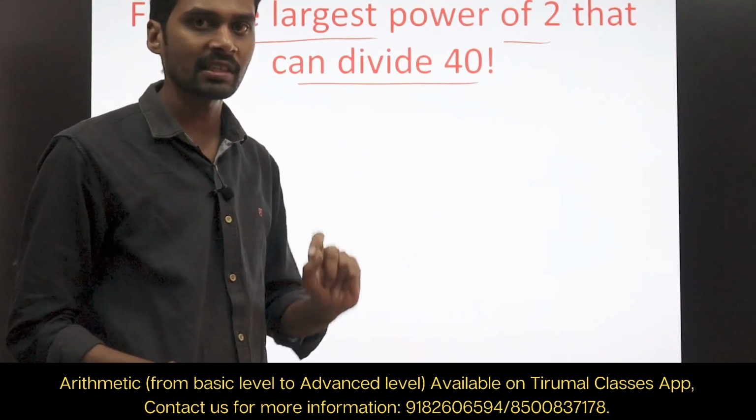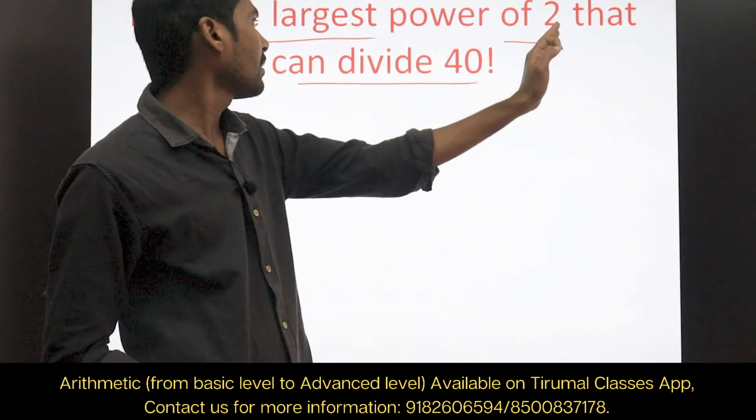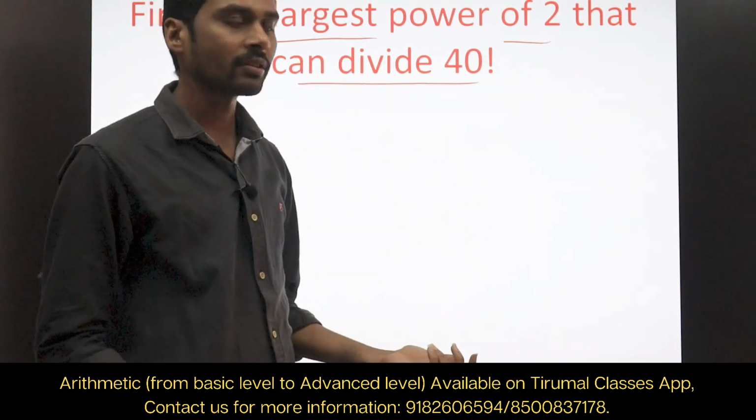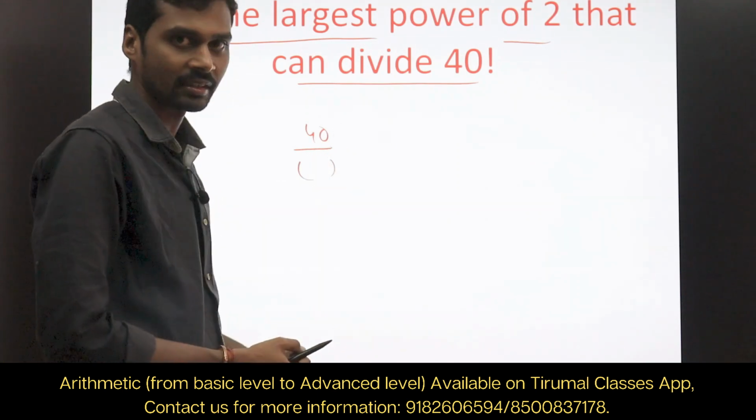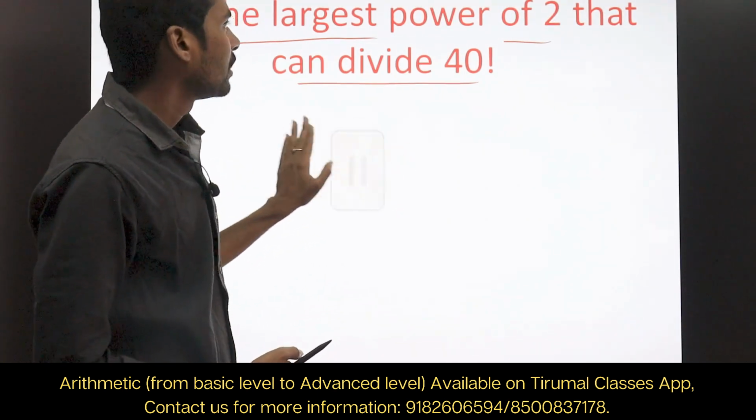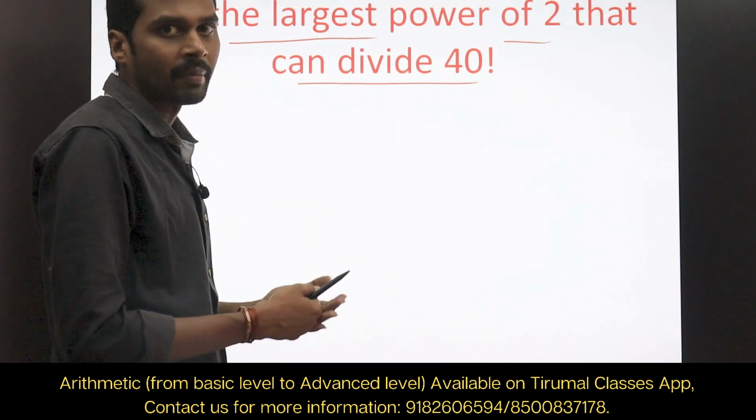Largest and maximum both are the same, right? So it means the maximum power of some number that can divide 40 factorial, or any number, that is nothing but a factor, right? So the same question can be asked in multiple ways.